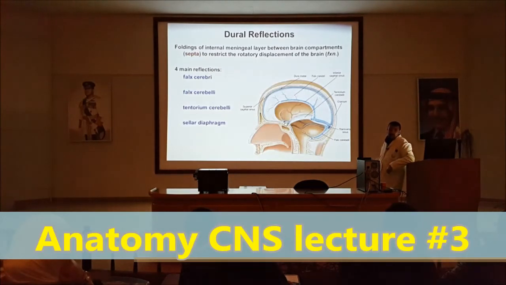By forming these dural reflections. Those are foldings of the internal meningeal layer of the dura mater between the brain components. Why? To restrict the rotatory displacements of the brain. This is the function. Okay?